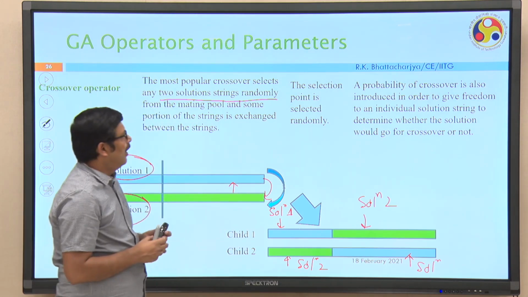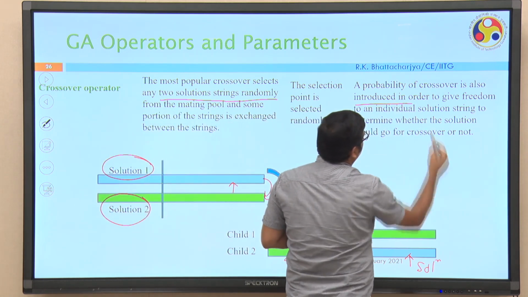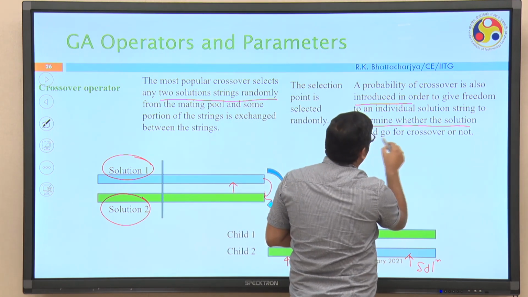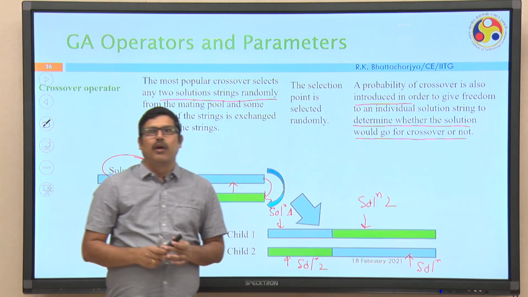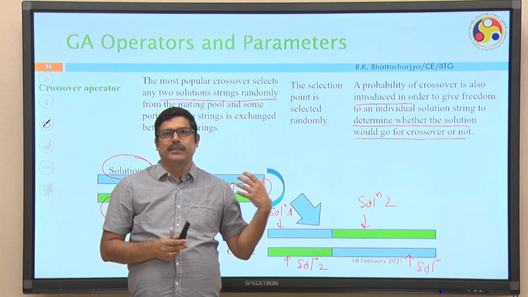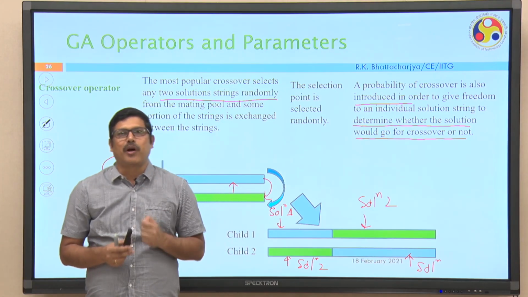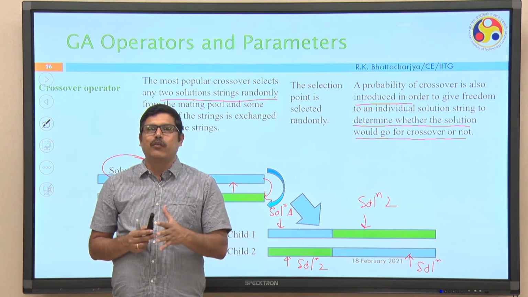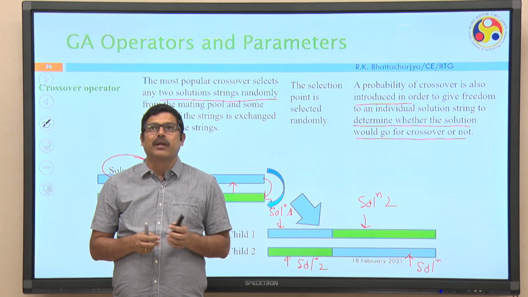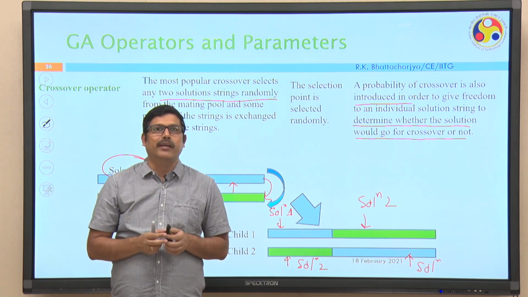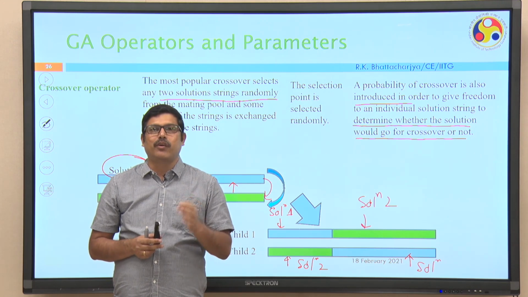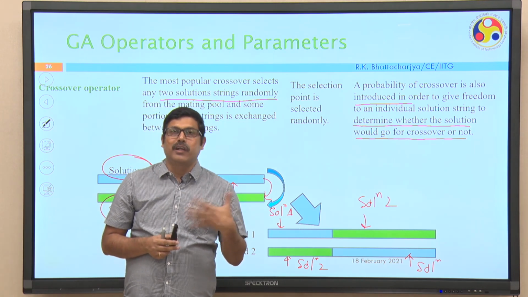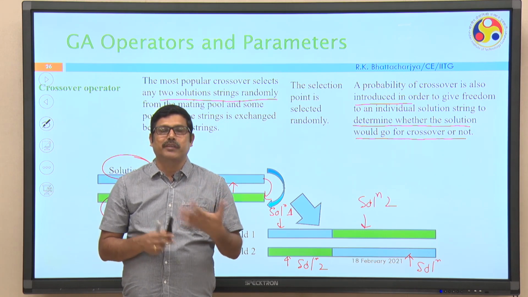A probability of crossover is also introduced in order to give freedom to an individual solution string to determine whether the solution would go for crossover or not. This we call crossover probability. Based on the crossover probability, an individual solution will either go for crossover or will not go for crossover. That means, without going through crossover, that particular solution will go to the next generation. Now what should be the value of crossover probability? Crossover probability is generally considered a little bit large, that means 60% to 95% or something like that.